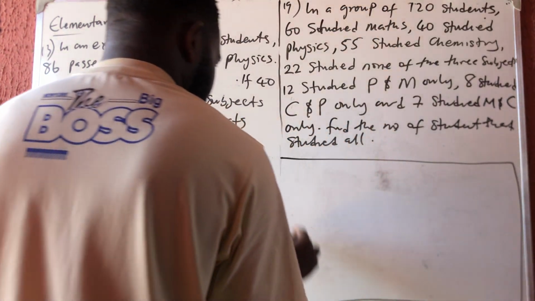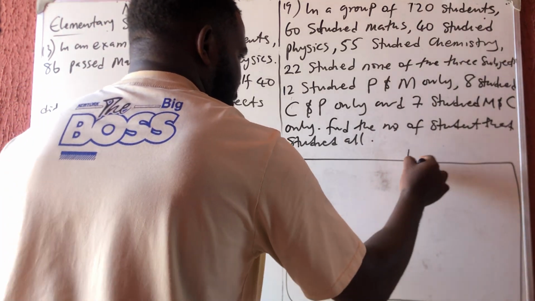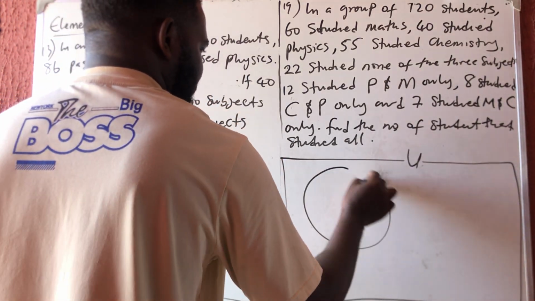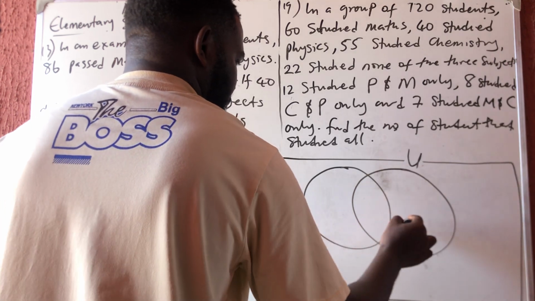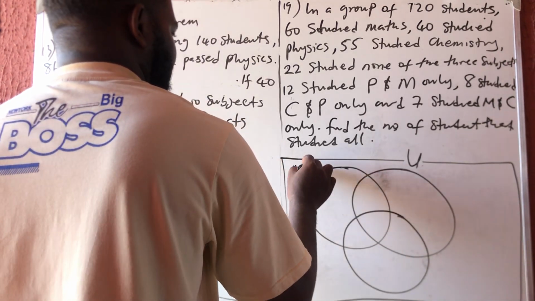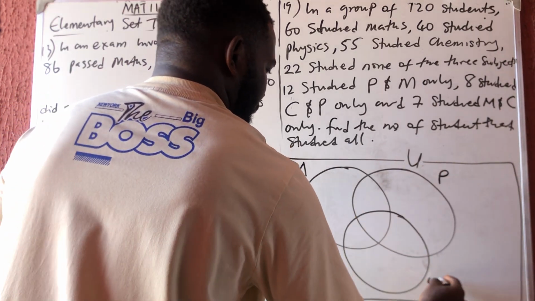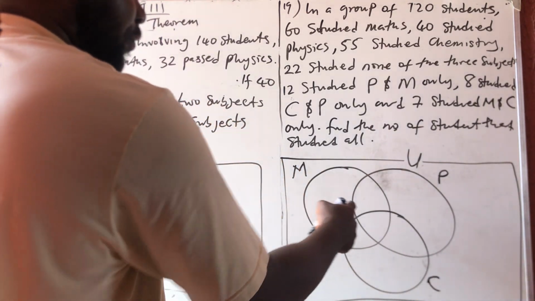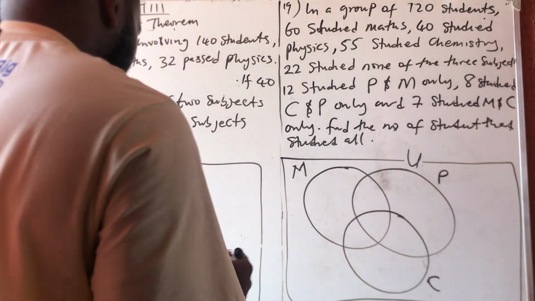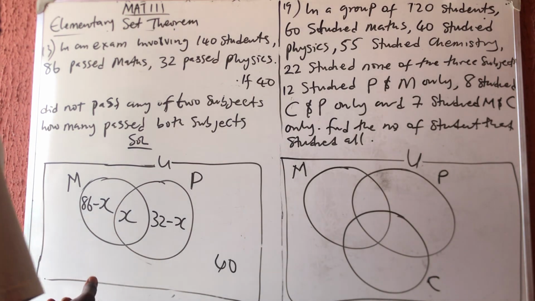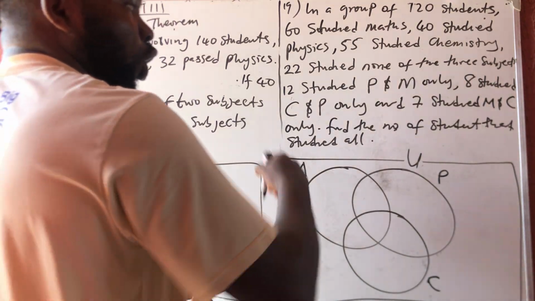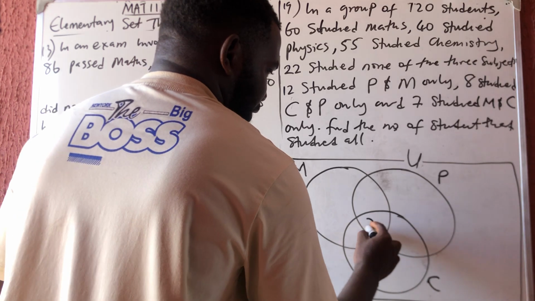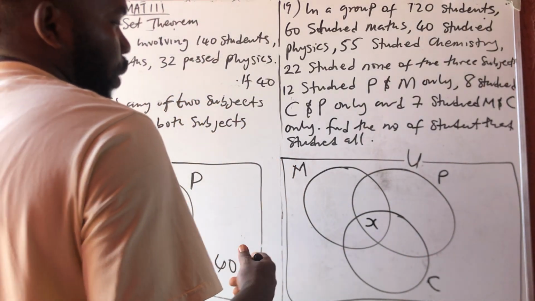So let us still draw again. Don't forget, it's a Venn diagram you must draw. So I have my universal set here. I have my maths, my physics, and then my chemistry here. Now we start from the inside, then move outside. So we'll now say, let the number of students that studied all of them be x. So I'll have x here.